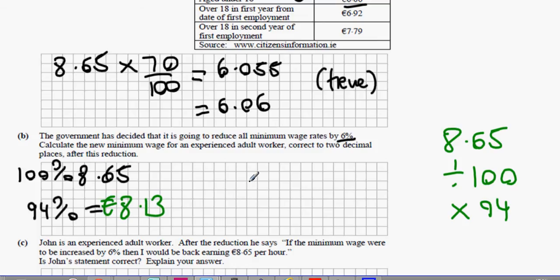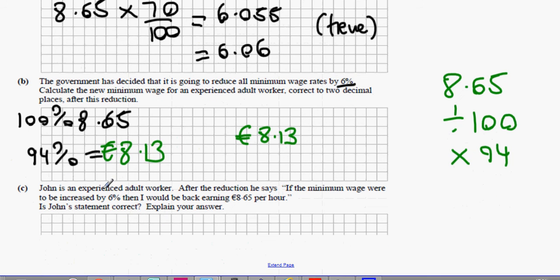So 8.13 euro per hour. Okay. John is an experienced adult worker. After the reduction, he says, if the minimum wage were to be increased by 6%, then I'd be back earning 8.65 euro per hour. Is John's statement correct? Okay, John's statement I think will not be correct, and I'll tell you why.